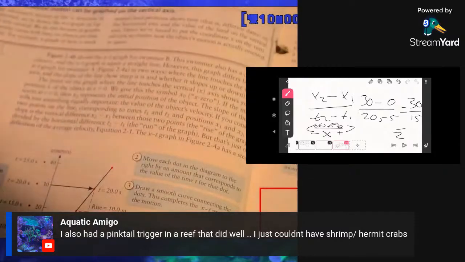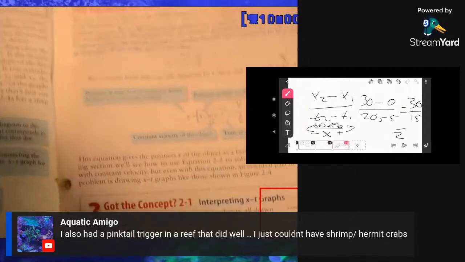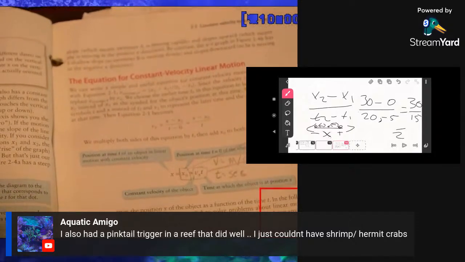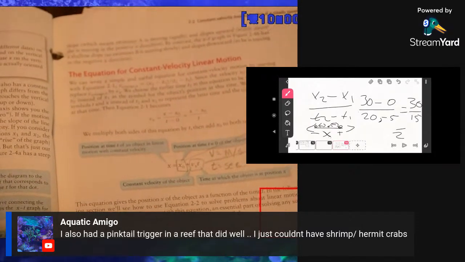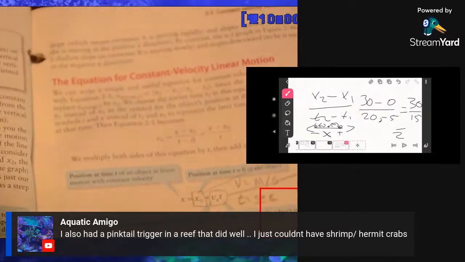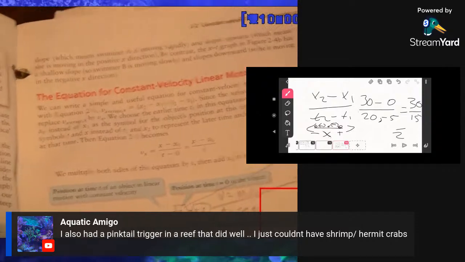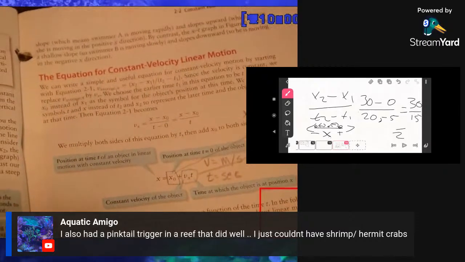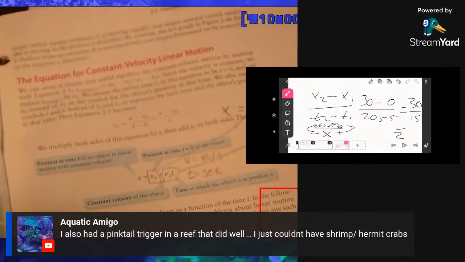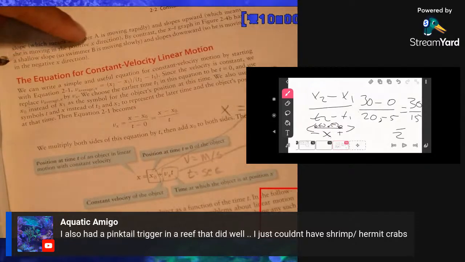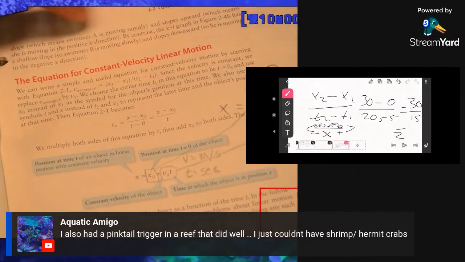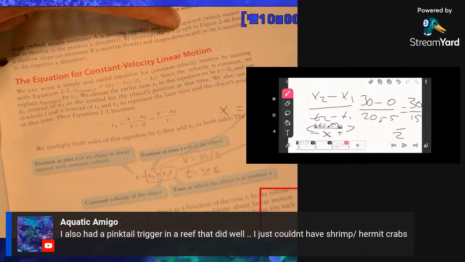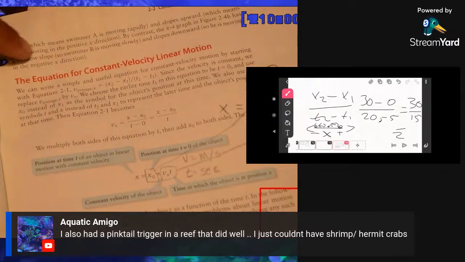All right, let's just look at what they're doing. Let me just finish reading, and then I'm gonna show you guys this equation that they got right there. Slope, which means swimmer A is moving rapidly. The slope is upward, which means she is moving in the positive x direction. By contrast, the x-t graph in figure 2.4b has a shallow slope for swimmer B.